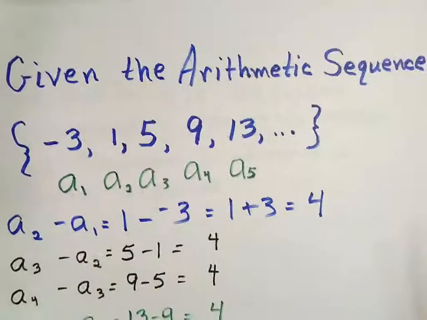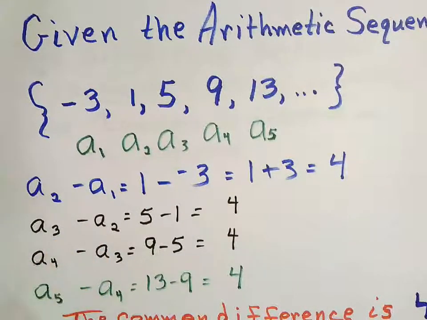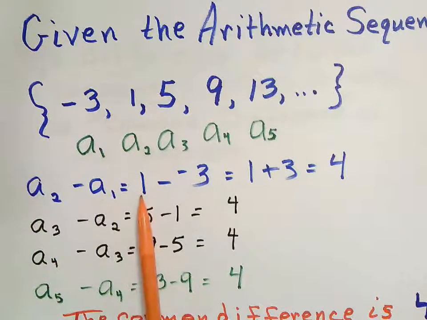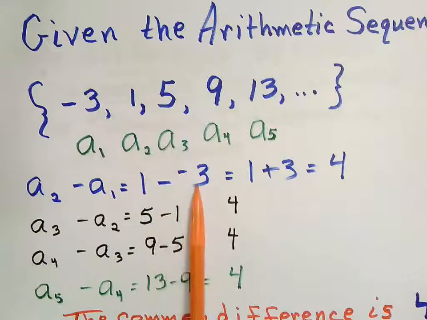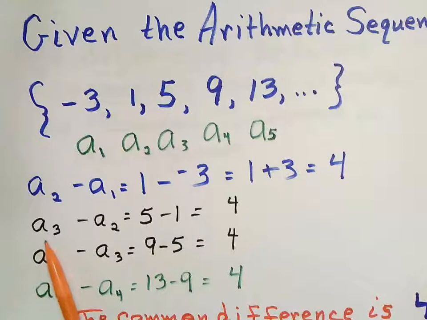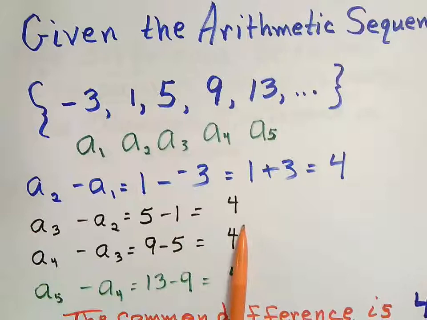So we're going to find the common difference. Take 2 consecutive terms and subtract them. So it's a sub 2 minus a sub 1. Well, a sub 2 is 1 minus a sub 1, which is negative 3. So we have 1 plus 3, which is 4. Then a sub 3 minus a sub 2: 5 minus 1, we get 4. Notice they're the same, 4, that common difference.